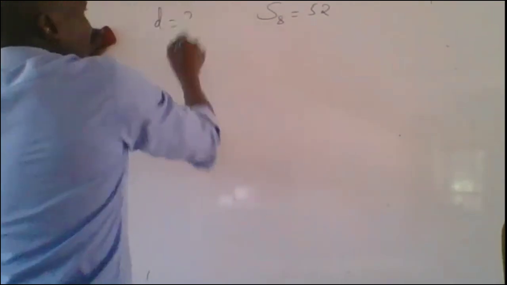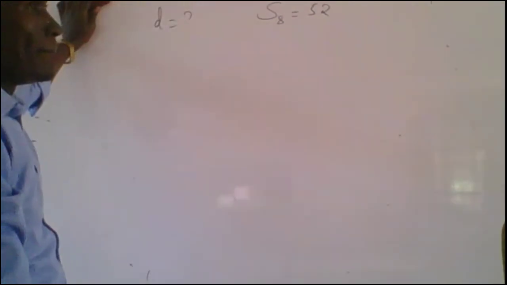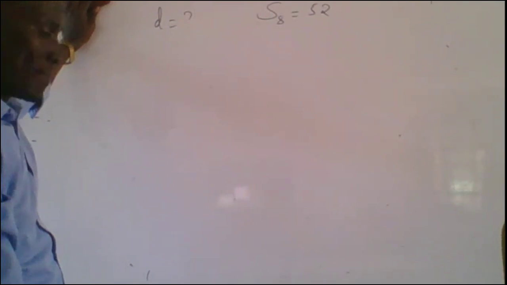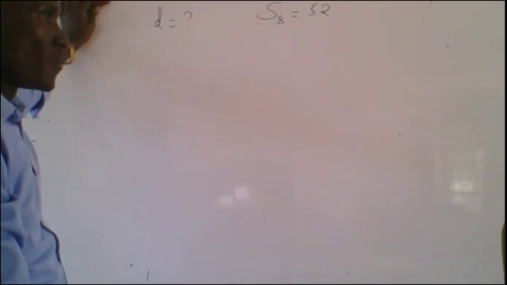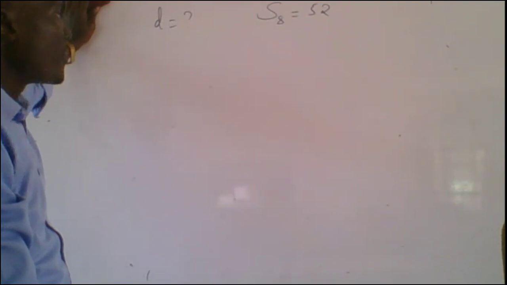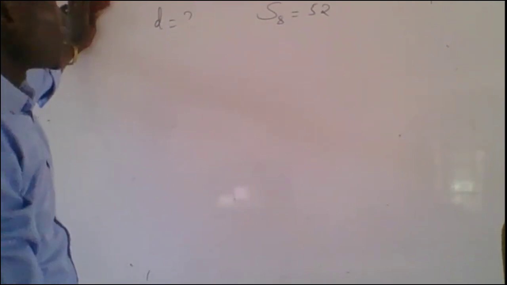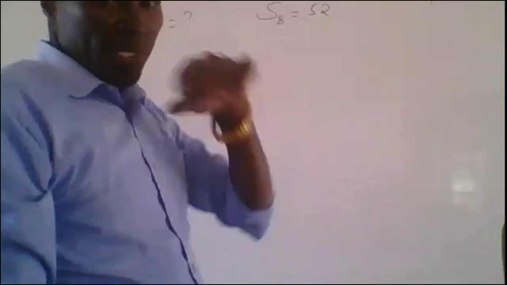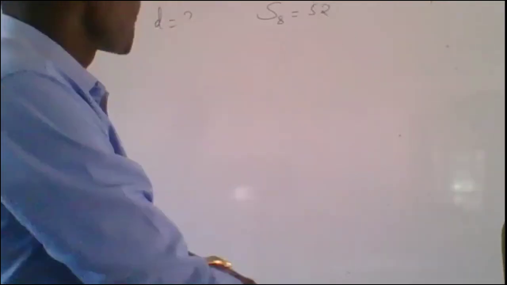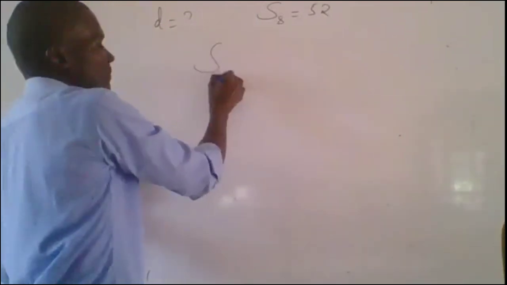Then Roman 2: given that the sum of the first n terms of the AP is greater than 920, find the least value of n. So let's do the first one. We want to get this. The sum of the first 8 terms. Do you know the formula for getting the sum of n terms?